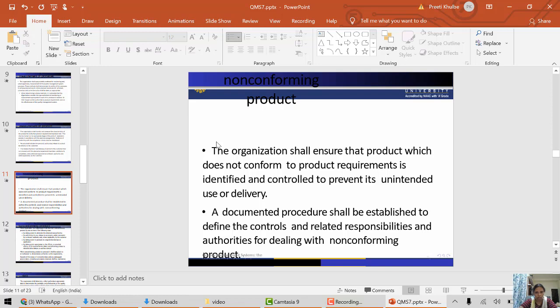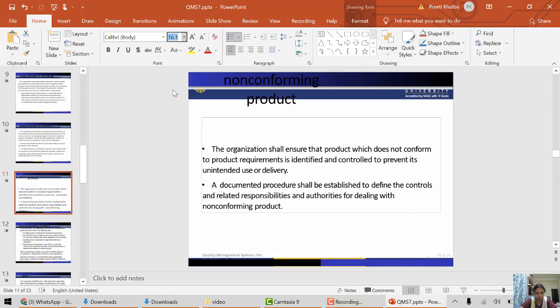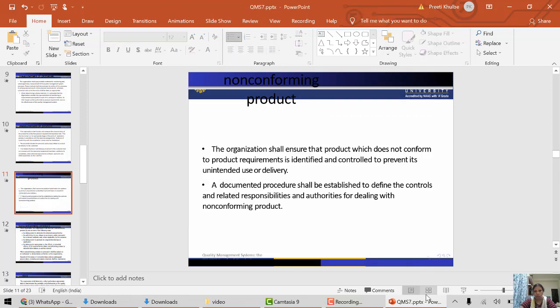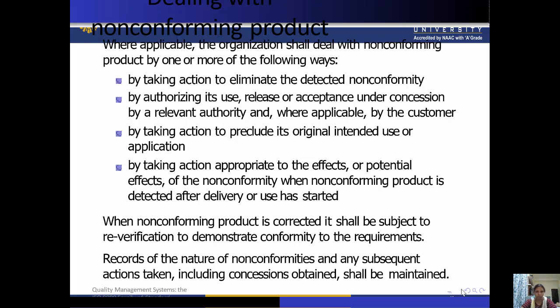Now, control of non-conforming product. The organization shall ensure that product which does not conform to product requirements is identified and controlled to prevent its unintended use or delivery. A documented procedure shall be established to define the controls and related responsibilities and authorities for dealing with non-conforming product.